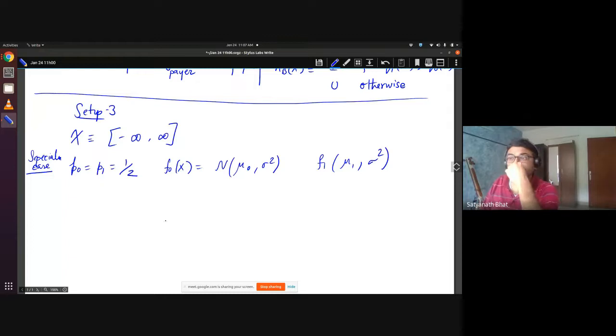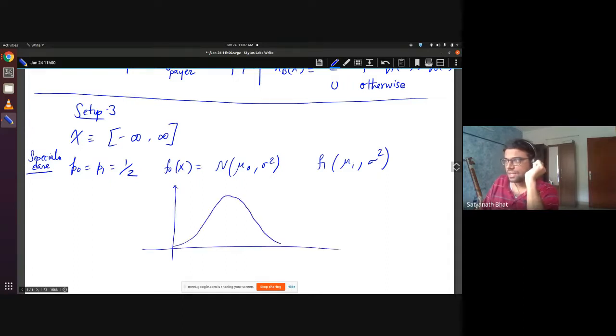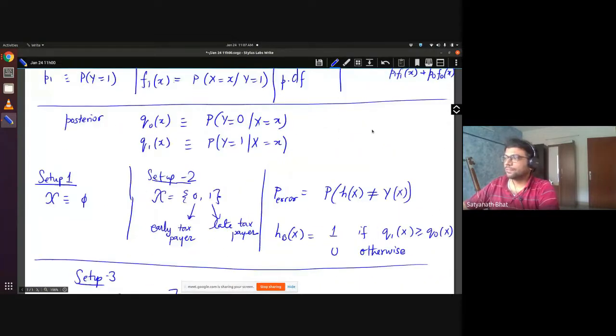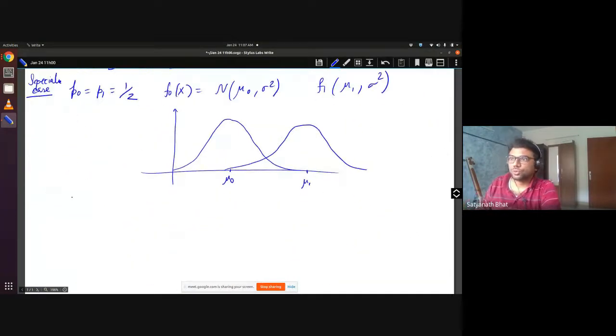We looked at this, and when we plot this, you have a shape like this, right? So this is F0, and this is F1. Let's say this is mu 0, the peak, and this is mu 1. Okay, and so the formula continues to be the same. Q0 of X is still the same formula. Q0 of X is equal to P0 F0 by P0 F0 plus P1 F1.